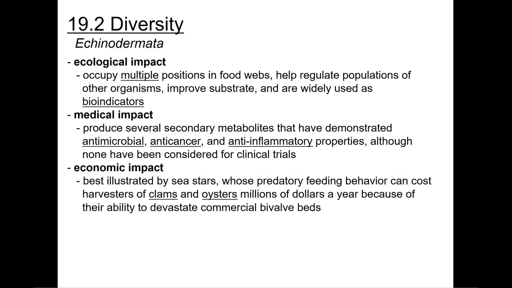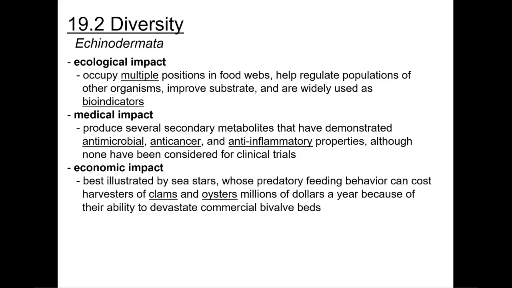With the ecological impact here, they're going to occupy multiple positions in the food web, help regulate populations of other organisms, improve substrates, and are widely used as bioindicators. Medical impact: they produce several secondary metabolites that have demonstrated antimicrobial, anti-cancerous, and anti-inflammatory properties, although none have been considered for clinical trial.